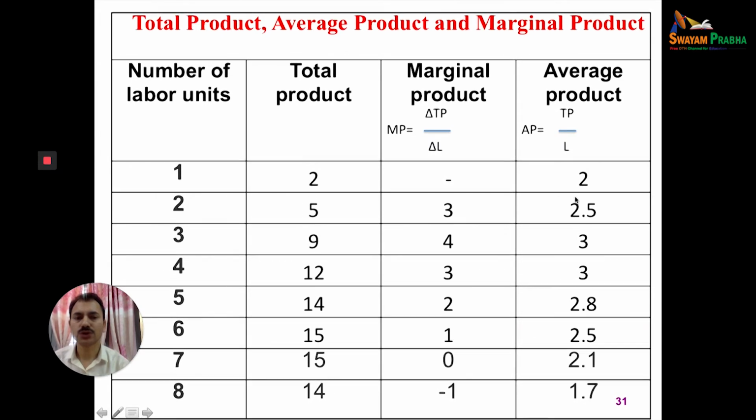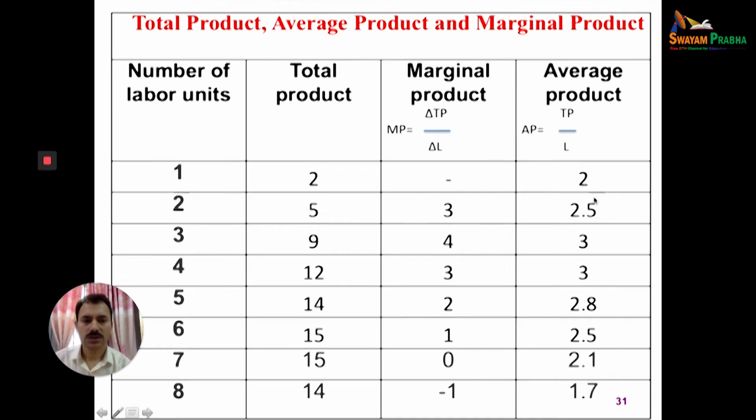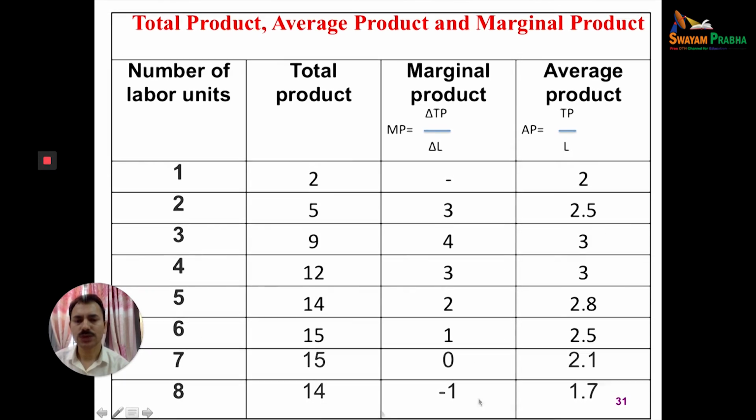2 divided by 1 is 2. 5 divided by 2 is 2.5. 9 divided by 3 means 3. 12 divided by 4 is 3. 14 divided by 5 is 2.8. Here, the point to be noted is that earlier it is increasing: 2, 2.5, 3, and 3, and then it starts decreasing. Average product also starts decreasing after a certain point. Then 2.5, and when 7 to 8, it is 1.7.